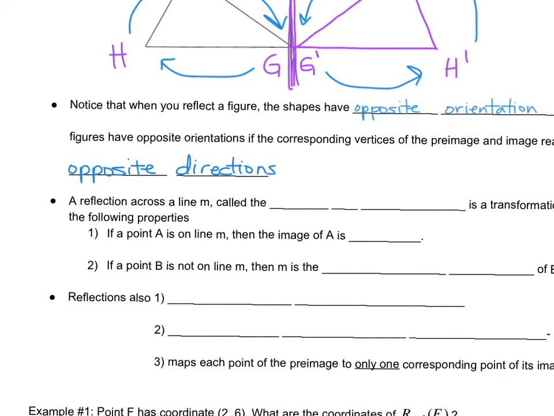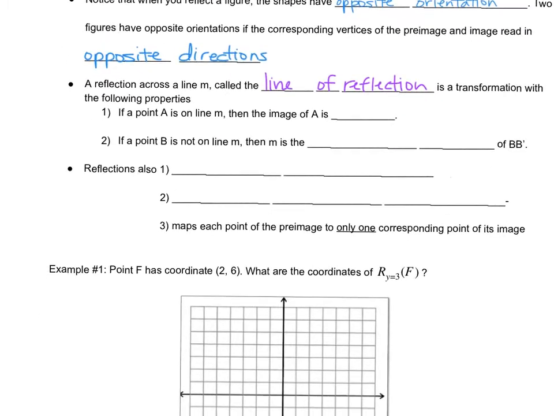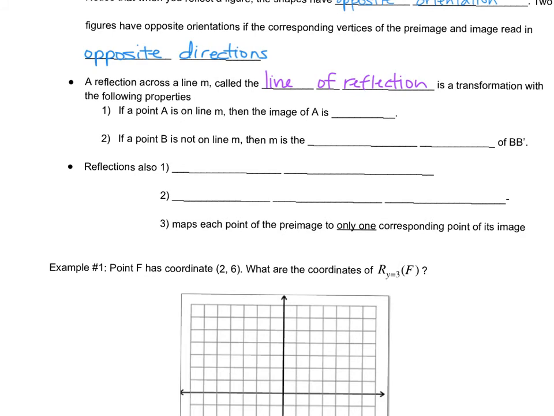So some things to know when it comes to reflections here. A reflection is always going to go across some line, which we call the line of reflection. Like I said before, you've maybe heard of it as a line of symmetry. It's the same idea, a line of reflection. But any reflection that has this line of reflection has these properties.